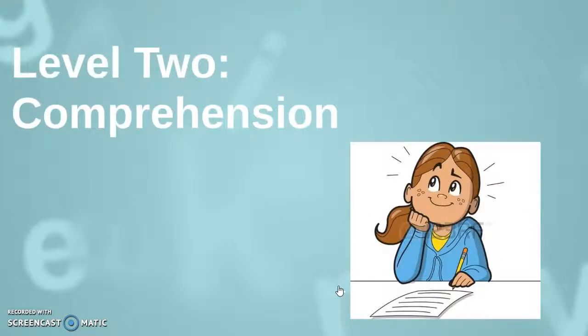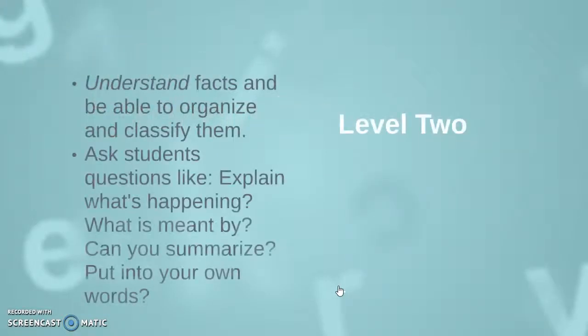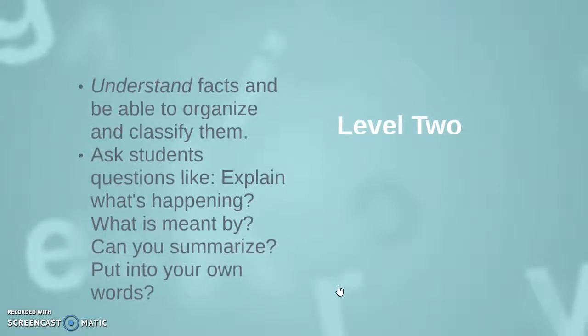The next level is comprehension. At this level, we're asking students to understand facts and be able to organize and classify them. Make sure you ask students questions like, explain what's happening. What is meant by that? Can you summarize it? Can you put it into your own words? So we're taking that fact level and we're just going one step further. You can understand that George Washington was our first president, but do you understand the significance of that?